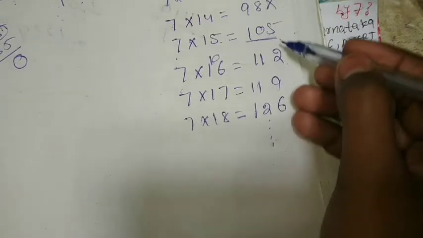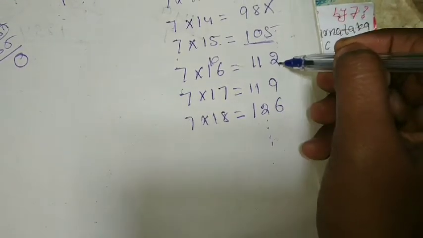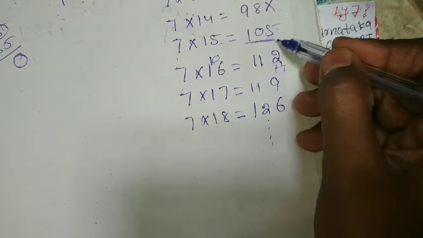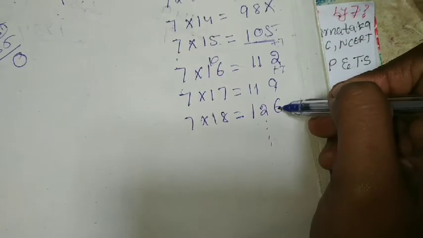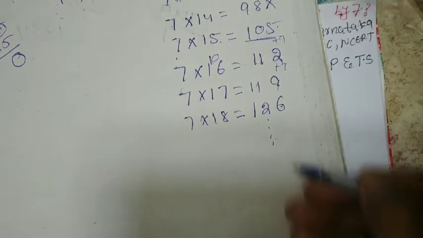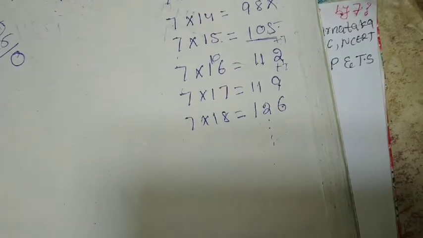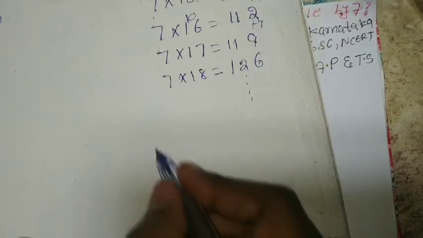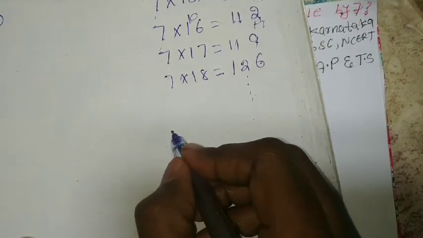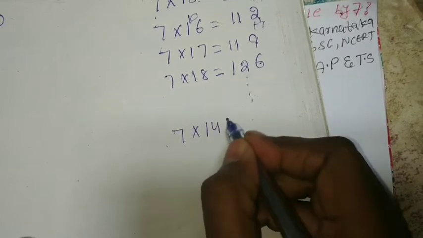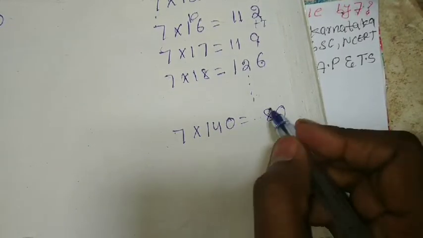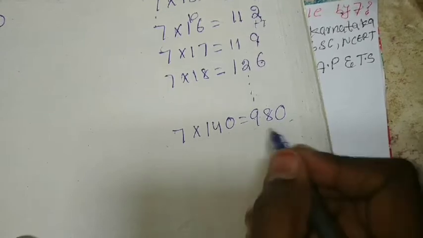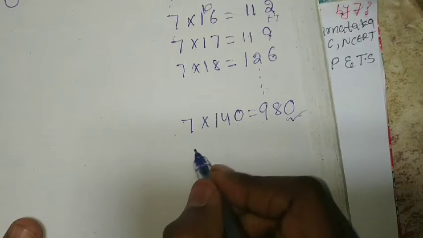See, in every 3-digit number we are adding plus 7. See, 105 plus 7, we get 112. Plus 7, 119. Plus 7, 126. Up to what? What is the last term? That means the nth term. Okay, let's check here. 7 into 140, what is 7 into 140? 980. Okay, here also we are still in 3-digit numbers.